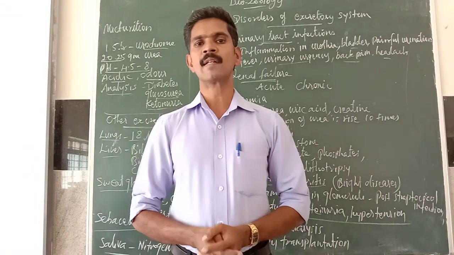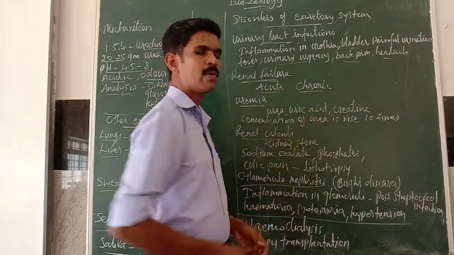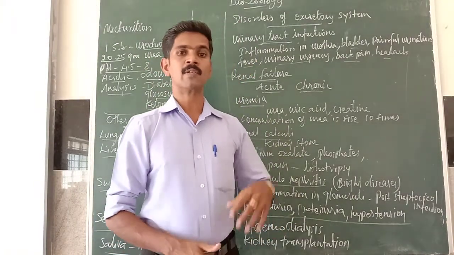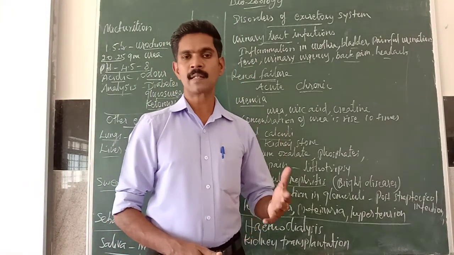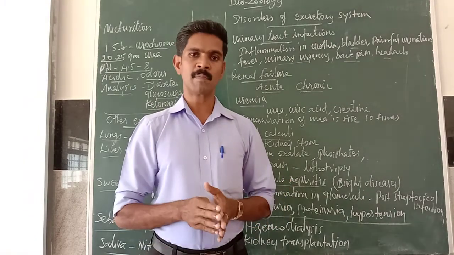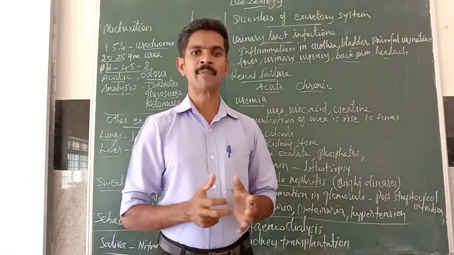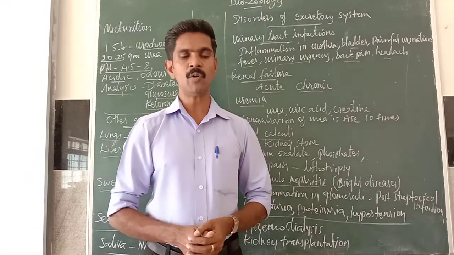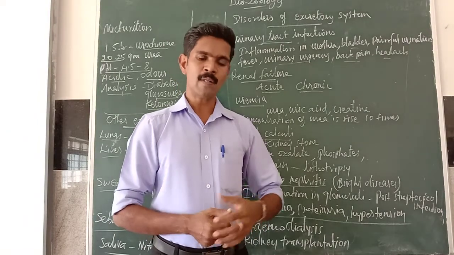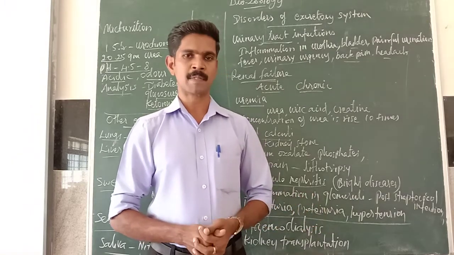Here renal failure is classified into two types: acute renal failure and chronic renal failure. Acute renal failure is a temporary renal failure. The functions of the kidney suddenly stop, but when we give proper treatment, we can cure this problem. So acute kidney failure is not a dangerous kidney failure. Once it is affected, with the help of proper treatment, we can cure the problem.